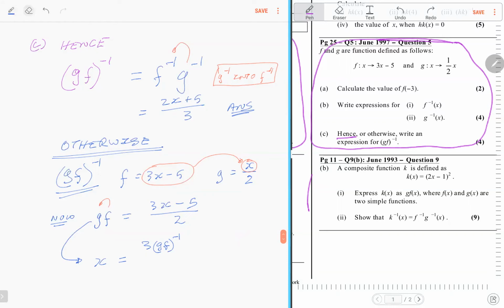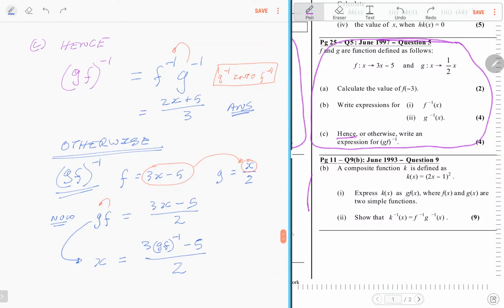Back to this. I am now inversing this. So this becomes that, and this becomes that, and I'm putting back the minus 5 divided by 2. Now I'm trying to make this the subject to get the inverse, which we know the answer is supposed to be the one we just got up there.